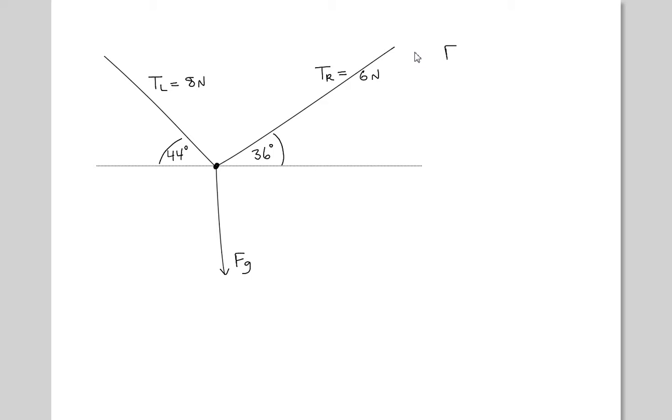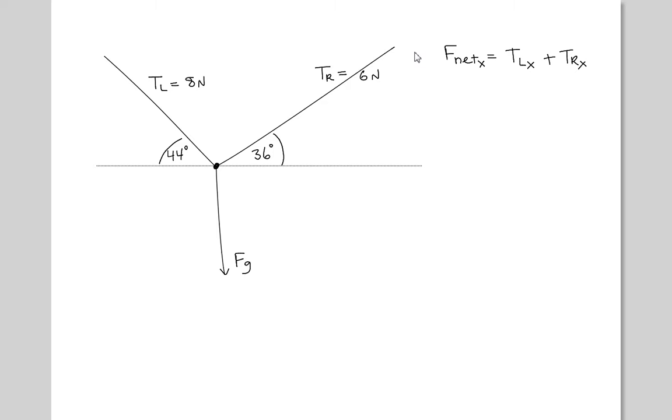Okay, so let's start off with FNet in the X. Which forces are acting in the horizontal direction? What do you have? Tension left in the X, and also tension right in the X. Is it okay how I wrote that? Or is one of them negative? One of them's negative? Which one? The one on the left or the one on the right?